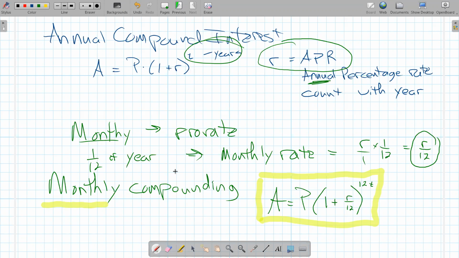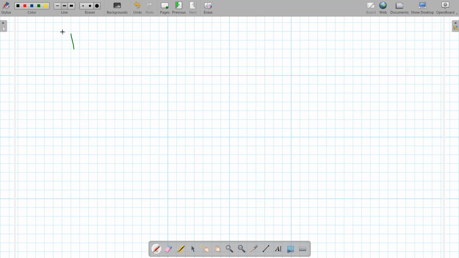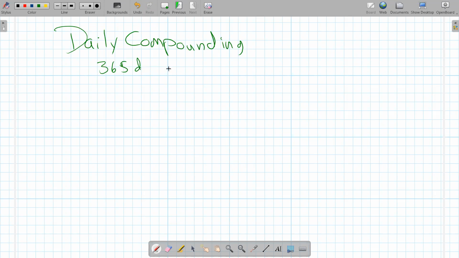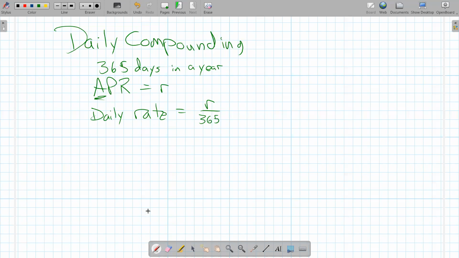We can go with daily though. Check it out. This is so cool. Daily compounding. Okay, so let's see. For daily compounding, I just need to know that there's 365 days in a year, kind of, sort of. So that APR, annual percentage rate, is R. What's the daily percentage rate? The daily rate would just be R split into 365 little chunks.